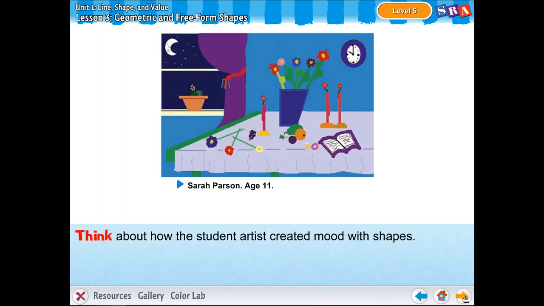So here is an artist that created this painting, Sarah Parsons. She's 11. Think about how she created this mood with shapes.